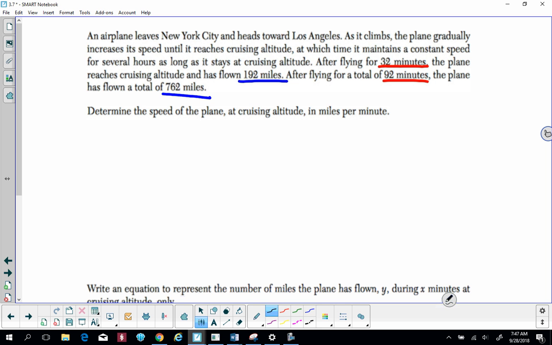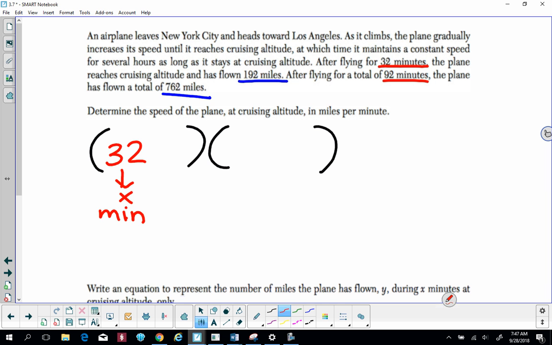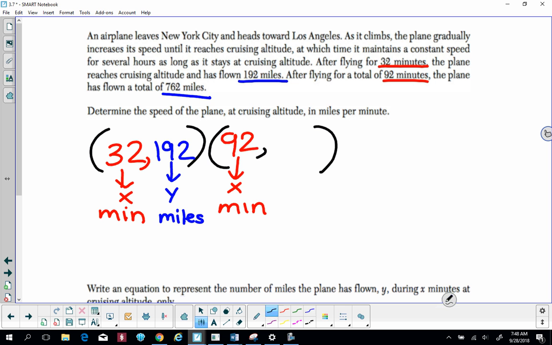So the first thing you want to do is write your points. And so since 32 comes first, I'm going to have that be my x. So my x is going to represent minutes. And so the only thing that's different between this and what we just did is identifying the points. So 32 minutes, he went 492 miles. And so that means my y would be miles. And then in 92 minutes, he went 762 miles.